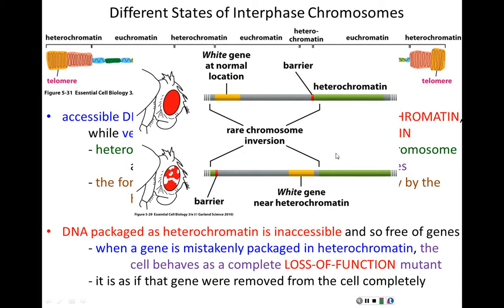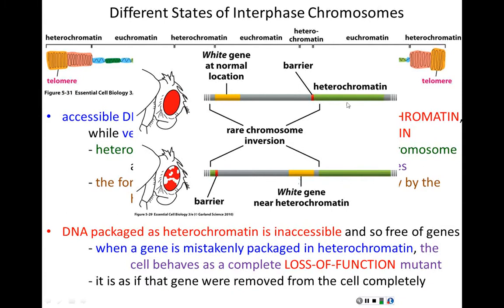However, sometimes there's a mutation and that barrier gets put in the wrong place. When that happens and that barrier is misplaced, the heterochromatin spreads, and it spreads so much that the white gene itself is included in heterochromatin, and it is wrapped too tightly to become accessible. And as a result, the fly has mutant eyes. It has white specks in its eyes, in fact. That's where the white gene gets its name. So when a gene is wrapped in heterochromatin, it is essentially gone and inaccessible to the cell.